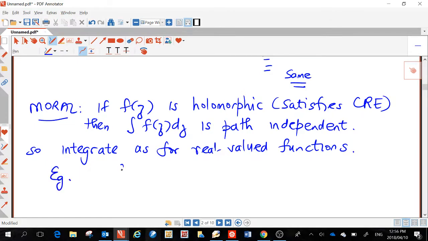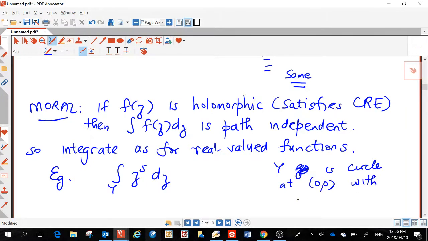So if you take the example of z to the 5 dz, if you get an example like this in the exam, and gamma is the circle at 0, 0 with t from 0 up to 2 pi, that information is totally useless. That part there is not important because it's path independent. It doesn't matter what the path is. You can choose any 2 paths, any 3 paths, 4 paths, all the answers will be the same.